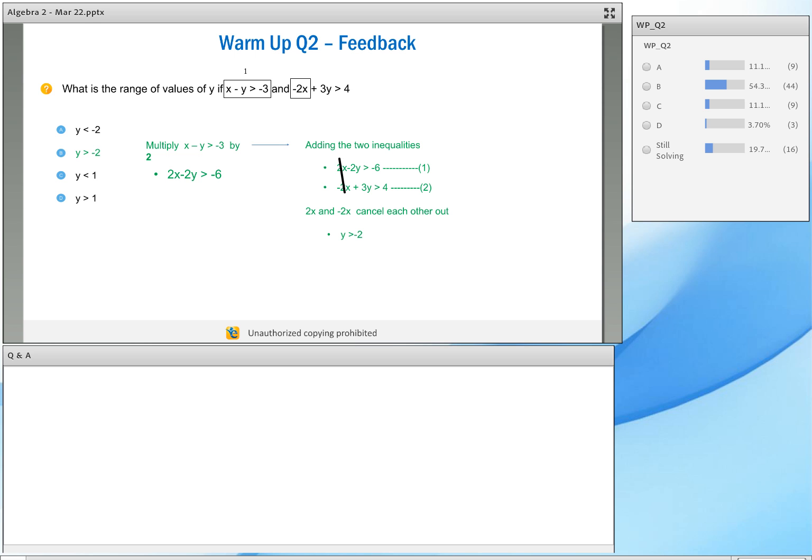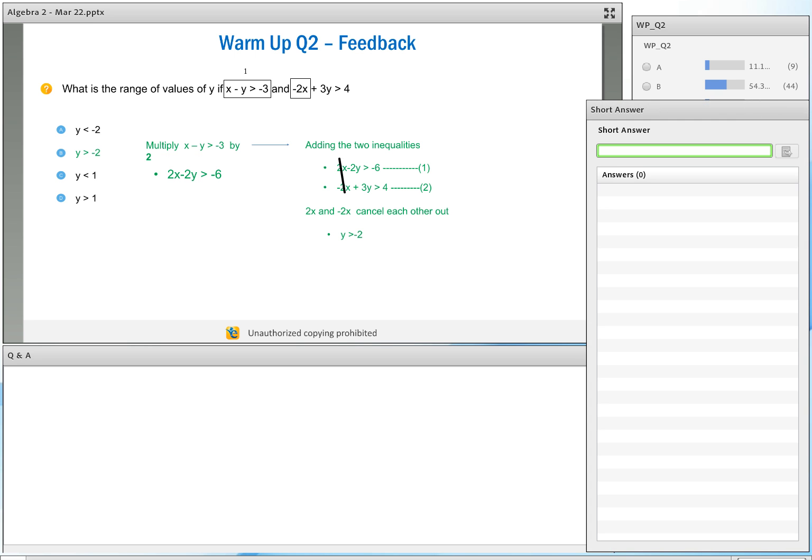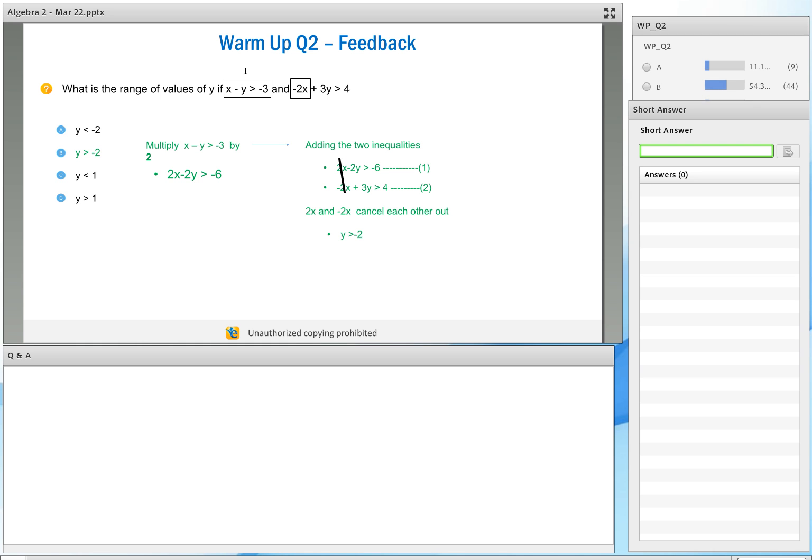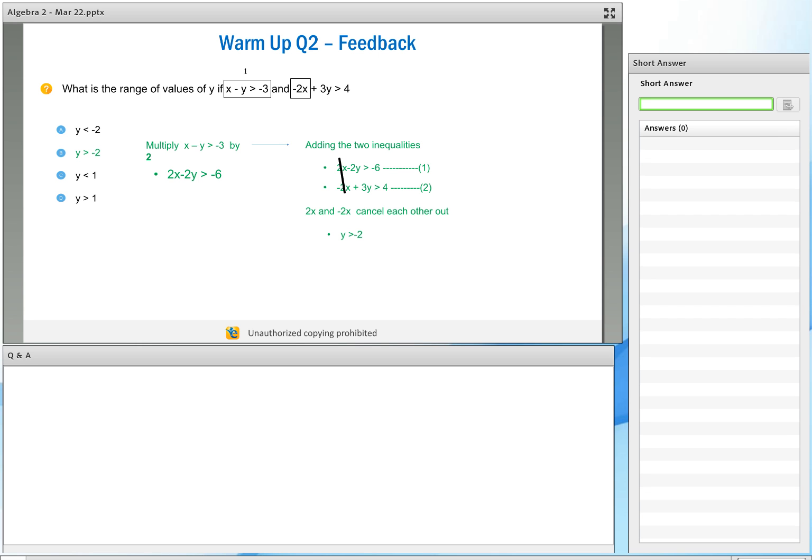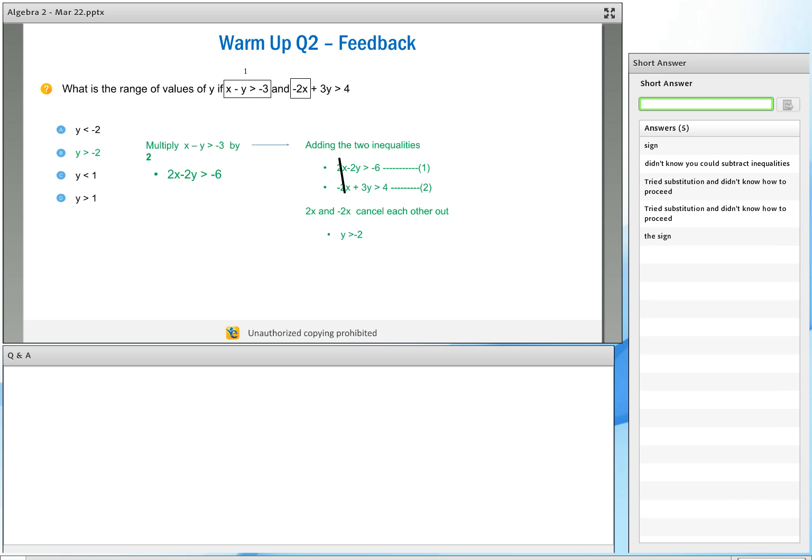Many of you got this wrong, so I want to ask, where did you make a mistake? I mean, many of you got this wrong. Only 57% of the class got it right. Someone says they didn't know that you could subtract inequalities. We are not subtracting, we are adding inequalities. You can't subtract inequalities. Okay, didn't know how to proceed.